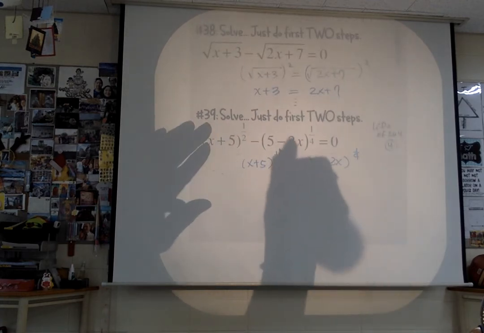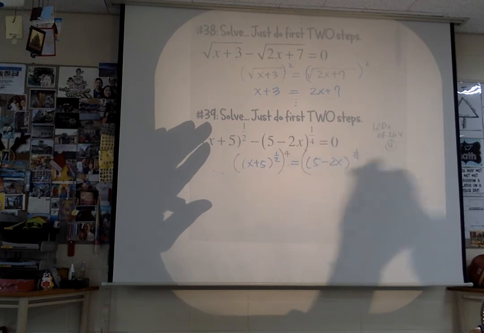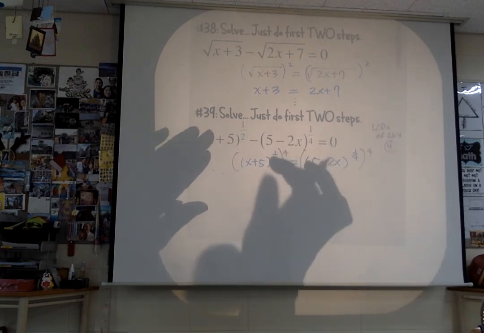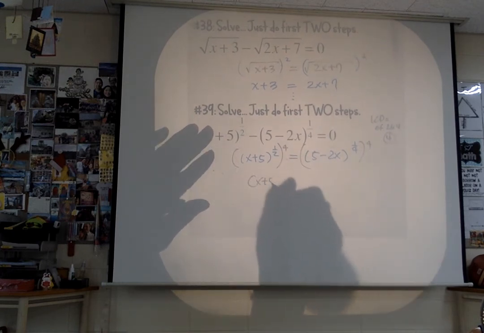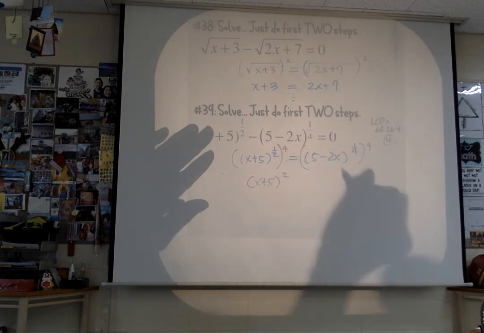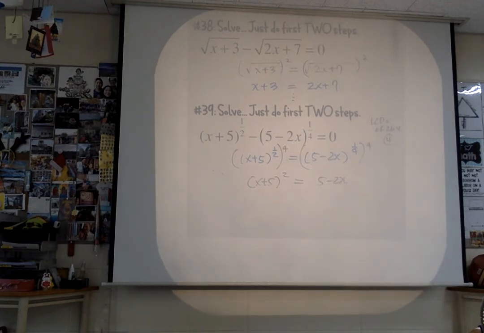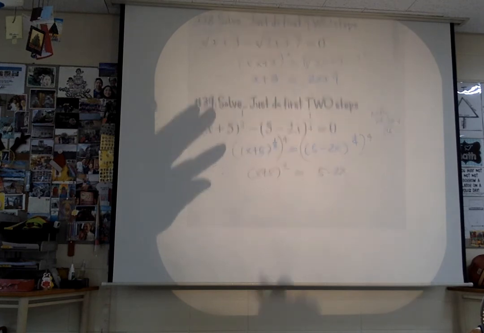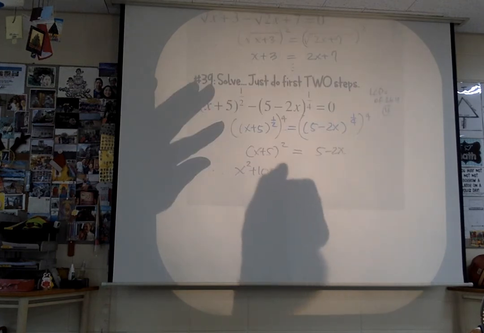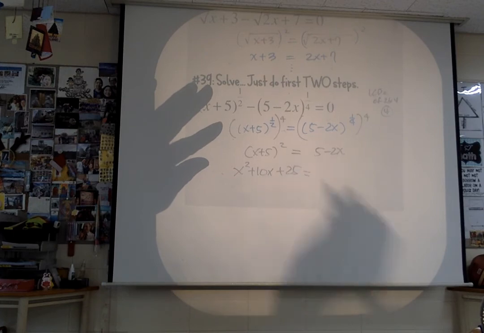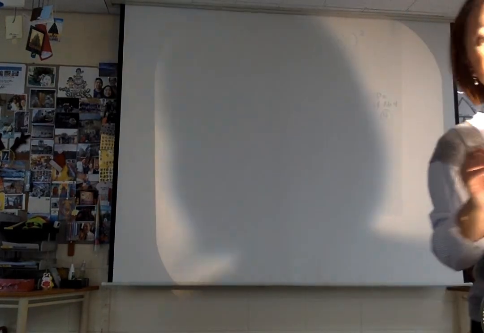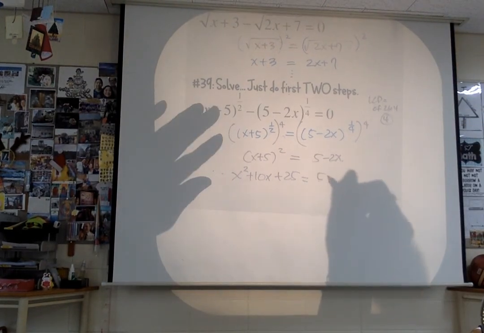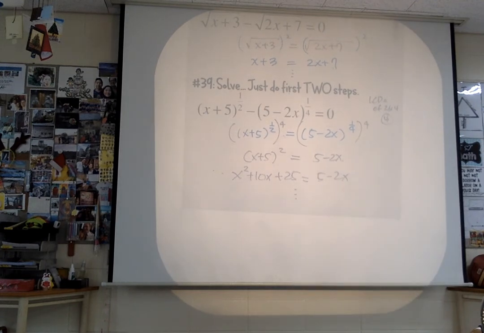So let's do that. Raise it to the 4th power, raise it to the 4th power. That's going to give you x plus 5 squared is equal to 5 minus 2x to the 1 power, because it's 1/4 times 4. So we get x squared plus 10x plus 25 here, equals 5 minus 2x, and I'll leave you to solve the rest.